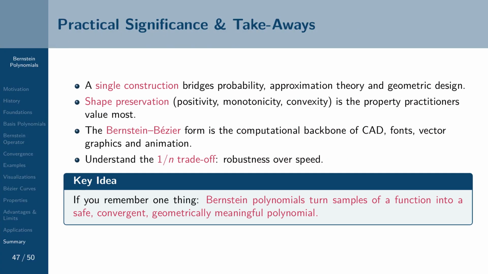Four takeaways to leave with. First, a single construction bridges probability, approximation theory, and geometric design. Second, shape preservation, that is positivity, monotonicity, and convexity, is the property practitioners value most. Third, the Bernstein-Bézier form is the computational backbone of computer-aided design, fonts, vector graphics, and animation. And fourth, always remember the 1 over n trade-off: robustness over speed.